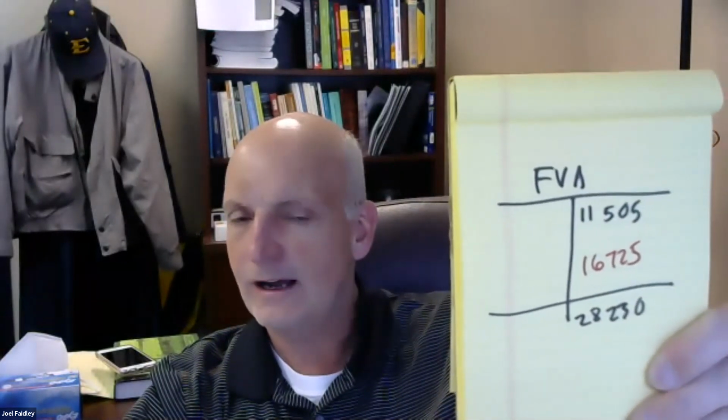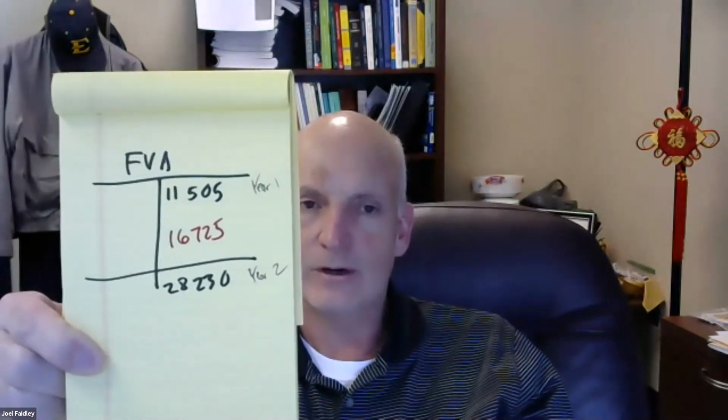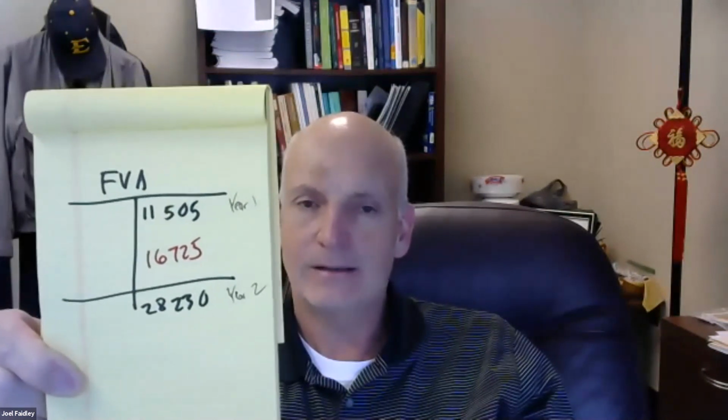Fair value adjustment. You see the credit balance there, 11,505 from that year one, right? Year one, 11,505. And then year two is 28,230. The 16,725 there in red, that's the entry we have to make for this thing to balance. We have to force it. It's kind of like, what do you want your general ledger to look like? So that's kind of unusual to look at it that way.